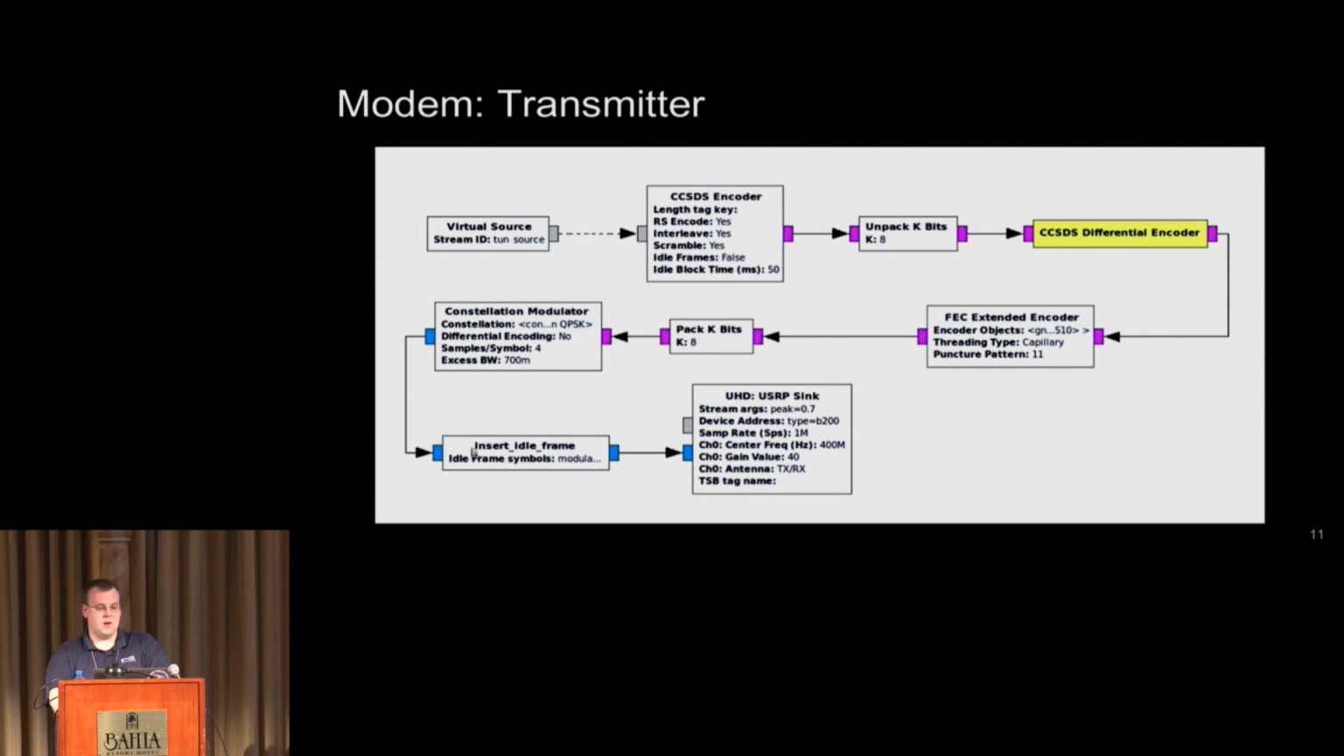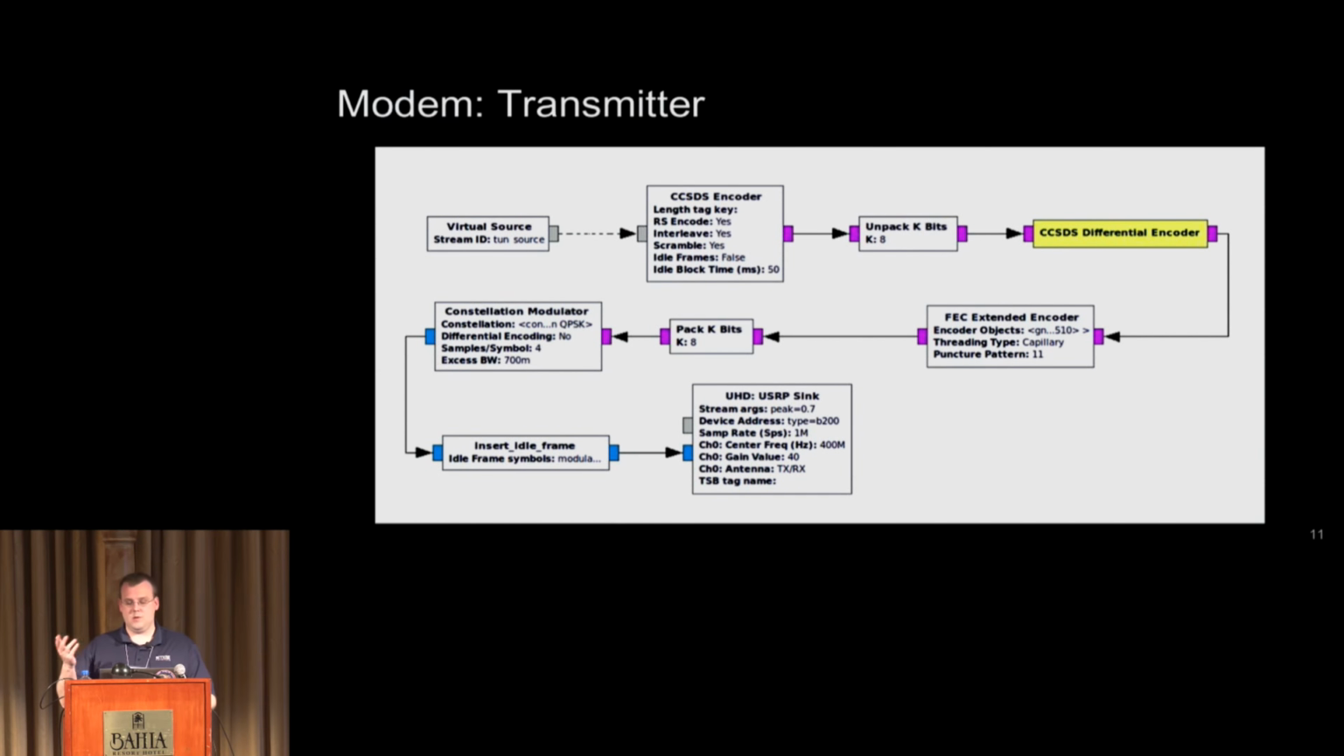And then this block down here is one of the custom blocks I wrote that inserts idle frames, and it basically just kicks out one CCSDS frame at a time. And if you don't have a complete CCSDS frame, if you're called with not enough work to send out a user CCSDS frame, it inserts an idle frame, which is just a bunch of zeros preceded by an ASM, which is an encoded version of that.